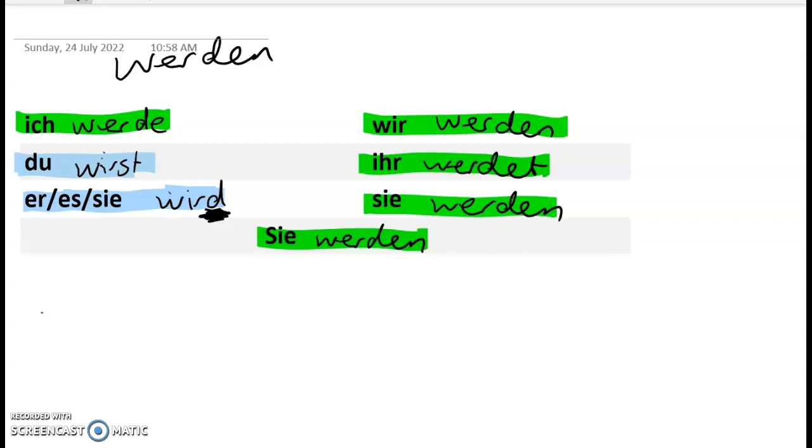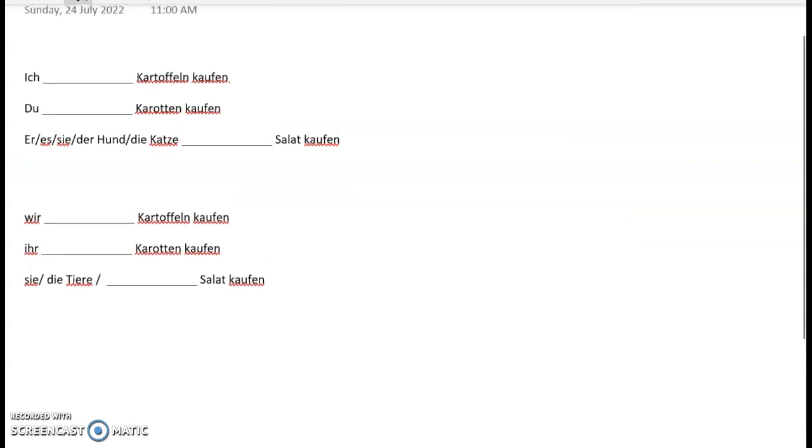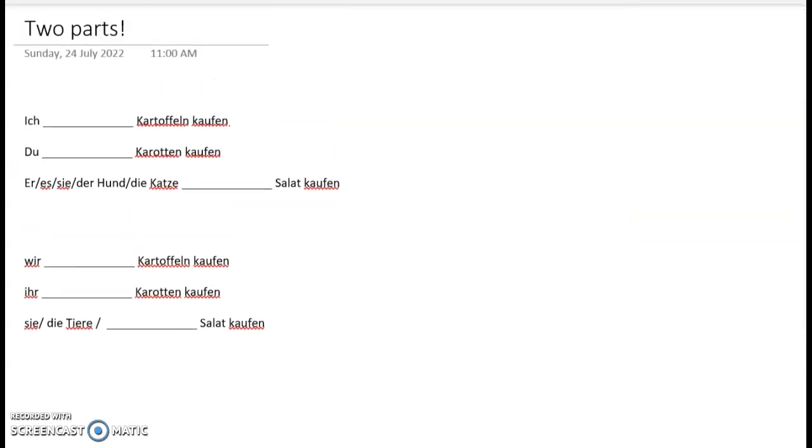So once we've got that down, then we're going to have two parts for future tense verbs. So on this slide, I want you to do this into your book. Just put in the right part of werden. So I will buy potatoes. Ich werde Kartoffeln kaufen. You will buy carrots. You can tell that I'm about to go to the supermarket, right? Du wirst Kartoffeln kaufen. The dog will buy lettuce.